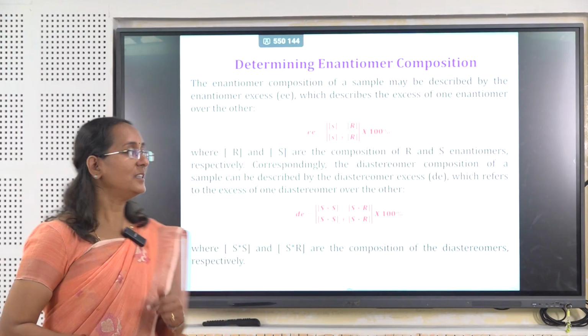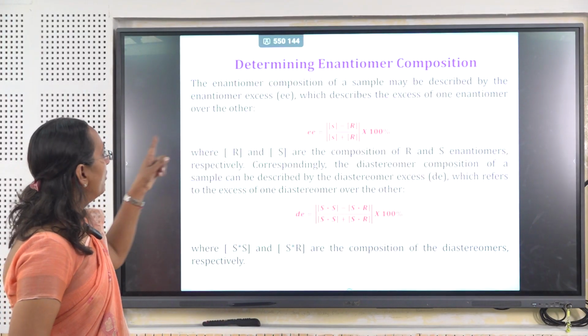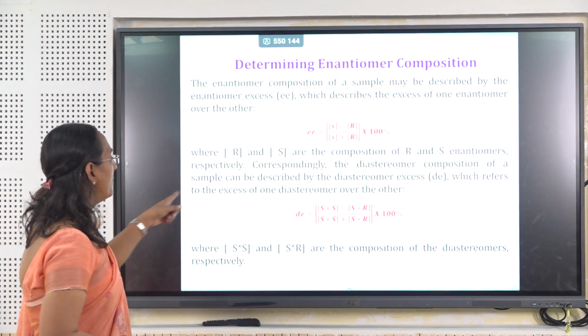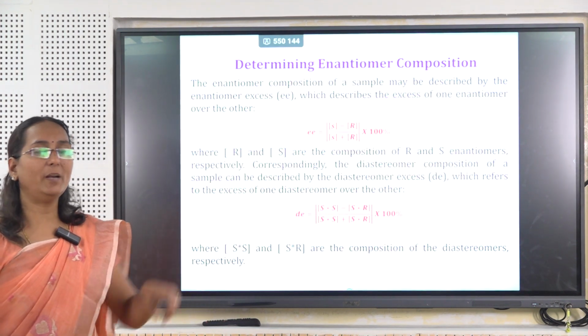In enantiomeric excess, we are speaking about the excess of one enantiomer over the other. In the diastereomeric excess, we are speaking about the excess of one diastereomer over the other.